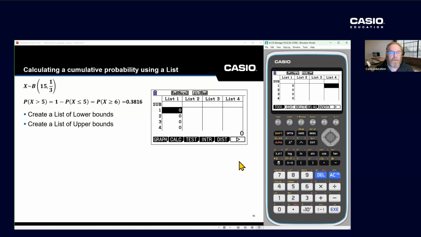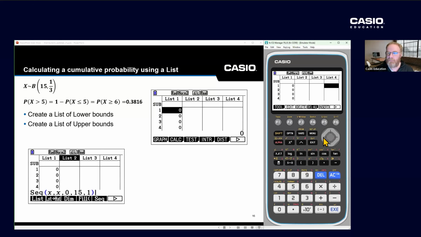I want a list of upper bounds now. So what I'm going to do is create a sequence of values from 0 to 15. As you saw earlier, instead of going from 0 to 5, I'm going to go from 0 to 15 in integer steps this time. So I'm going to get all of my probabilities this time, not just 0 to 5.